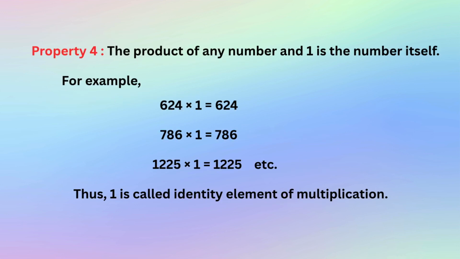Property 4. The product of any number and 1 is the number itself. For example, 624 times 1 equals 624. 786 times 1 equals 786. 1225 times 1 equals 1225, etc. Thus, 1 is called the identity element of multiplication.